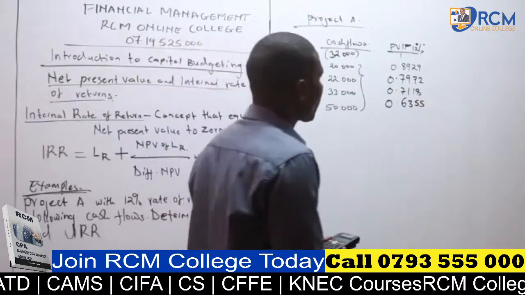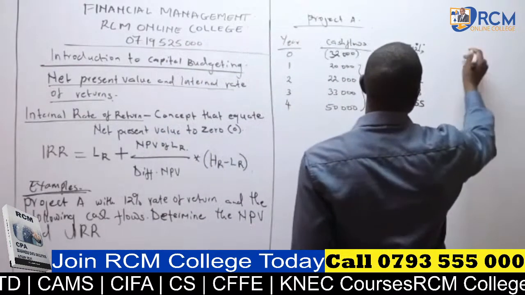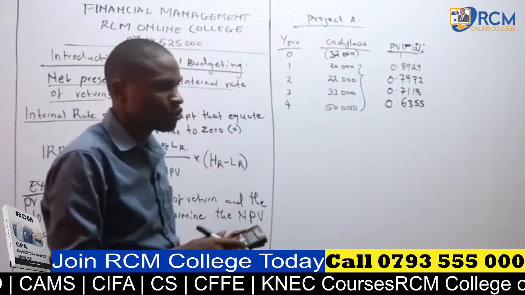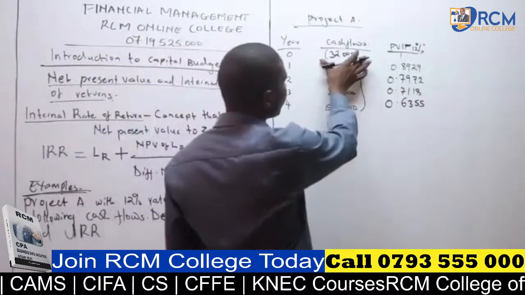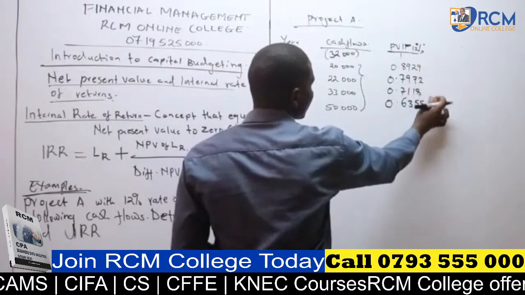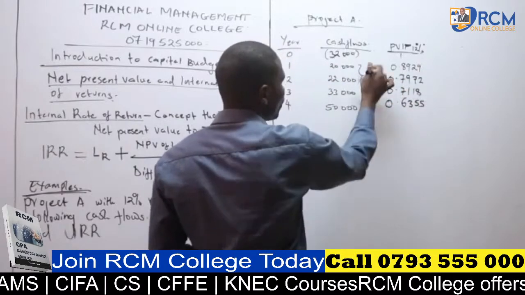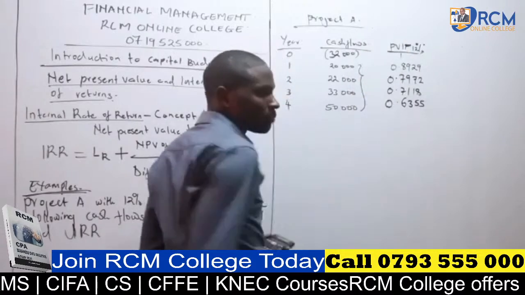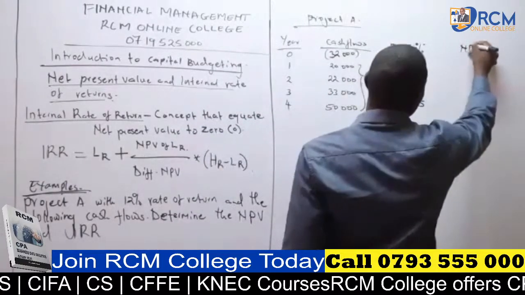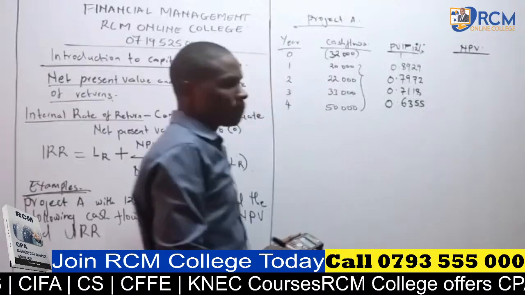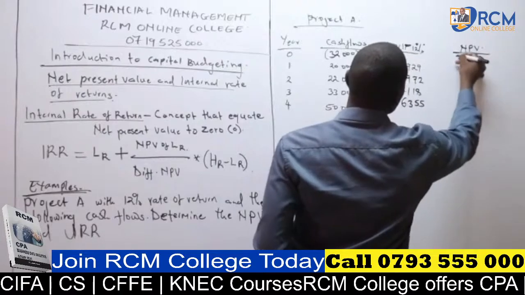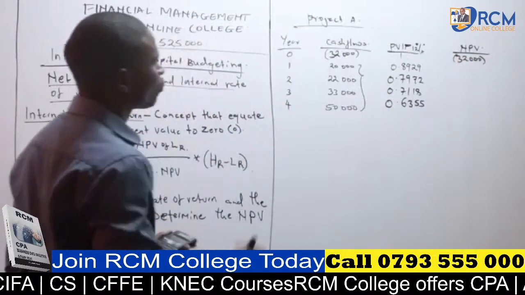I want to get my NPV. If I put the NPV at the top there as my heading, remember now I've included my initial outlay. And I know that to get the NPV, I have first of all to get the summation of the present value of each year, and then I subtract my initial outlay. So I have NPV here as my heading. I have 32,000 as my initial outlay.